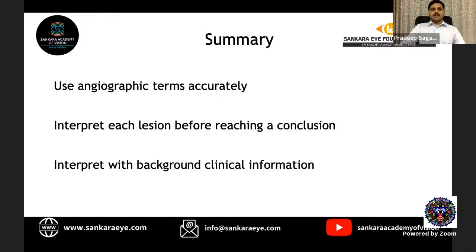To summarize, you have to use the angiographic terms accurately. You have to interpret each lesion before reaching a conclusion, and we always have to interpret the case with the background clinical information. Just by looking at the fluorescein angiogram, it's not always right to come to a conclusion. We should have background information to come to a conclusion.